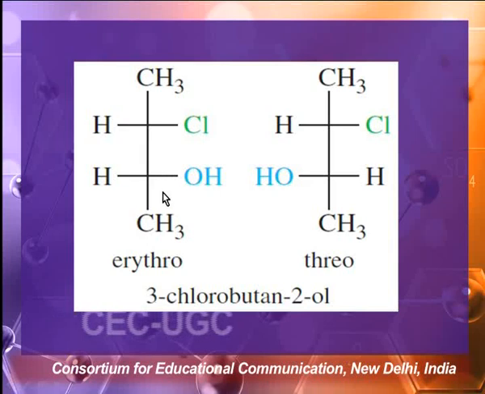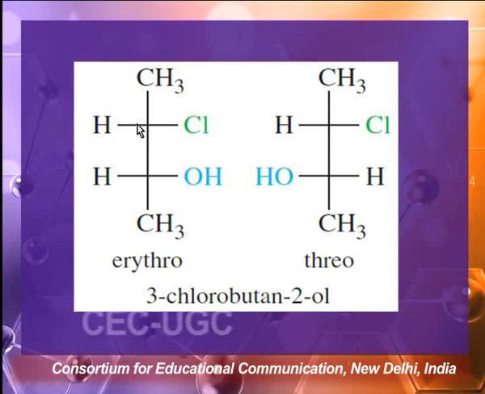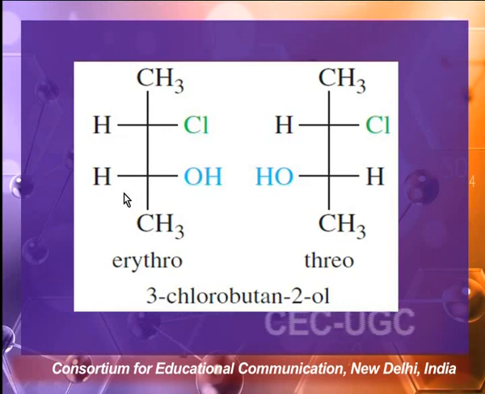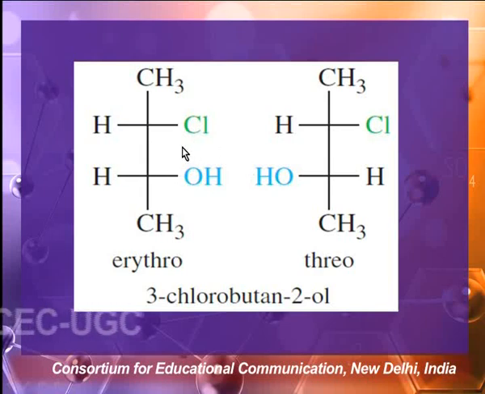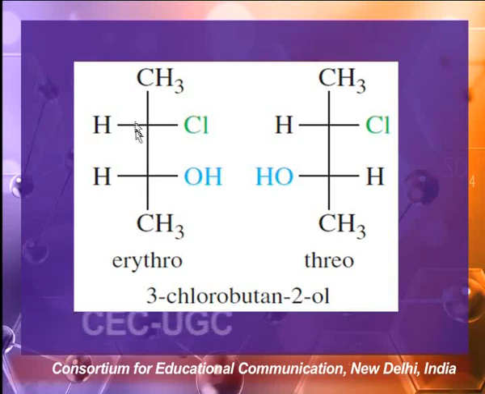In this case I have taken three groups which are different. In the bromo derivative which we had taken earlier, that is the 2,3-dibromo compound, there were only two substituents which were different, whereas in this case we have three substituents which are different: H and H are the same, but the second substituent is Cl and the third substituent is OH. So here again we'll give them the erythro and the threo nomenclature on the basis of the orientation of the identical groups.